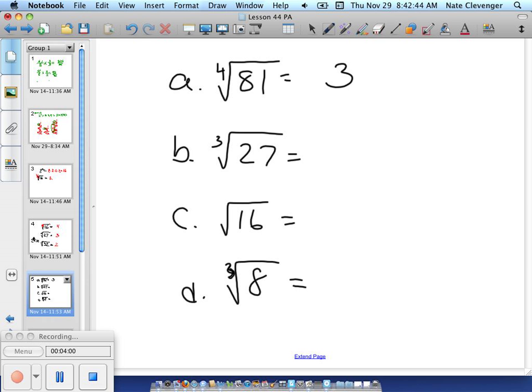Yes. B, C, and D. All right, we just did this one. It's the cube root of 27. 32.